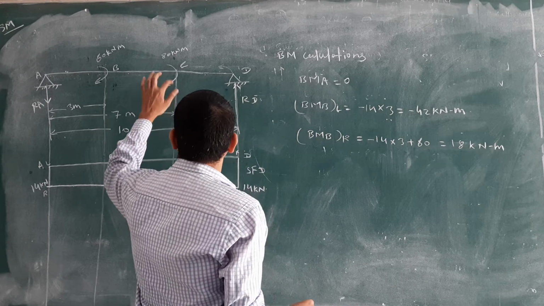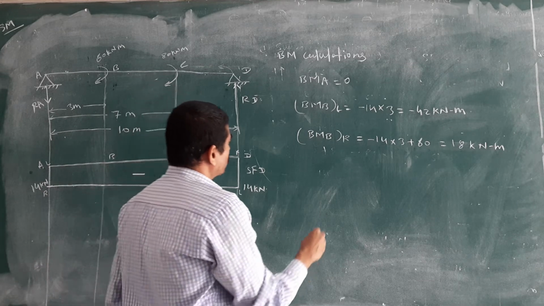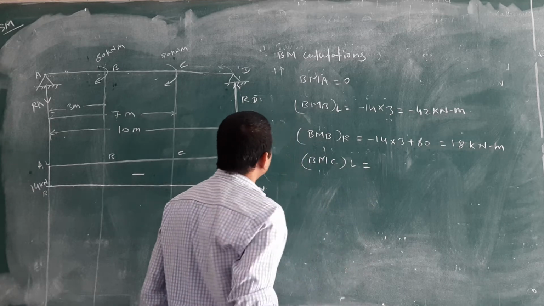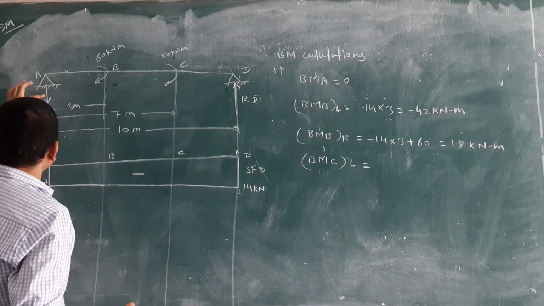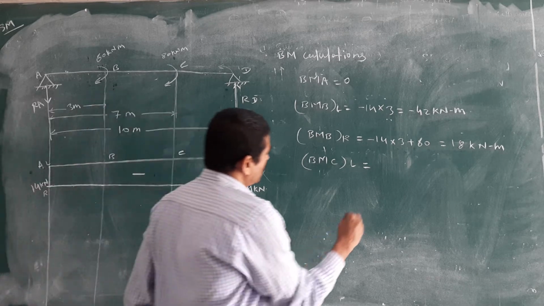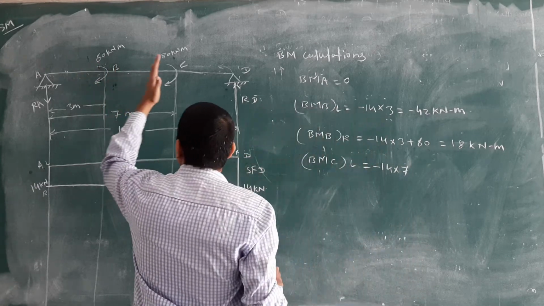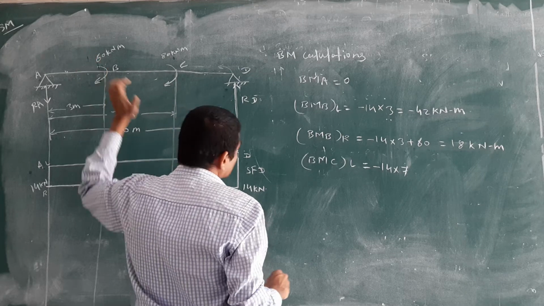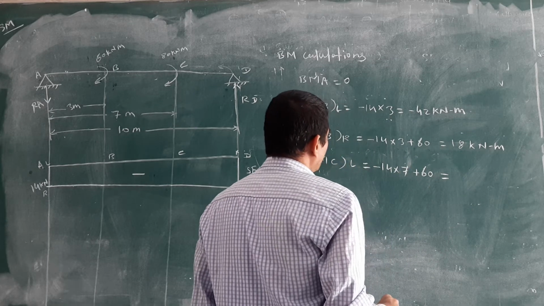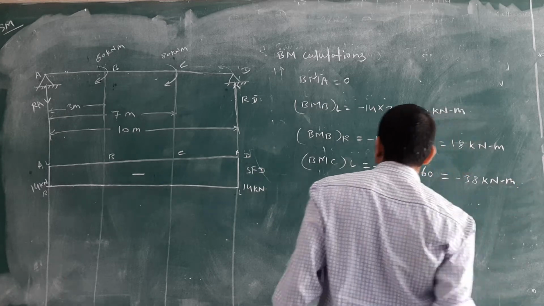Then next point, see, there is again one more couple. Okay. So we have to consider the bending moment at C point, just left side. What is the value? This again is minus 14 into the distance up to C, 7 meter. Minus 14 into 7 meter. In between that, just left side, plus 60 is there. Okay, you get minus 38 kilonewton meter.